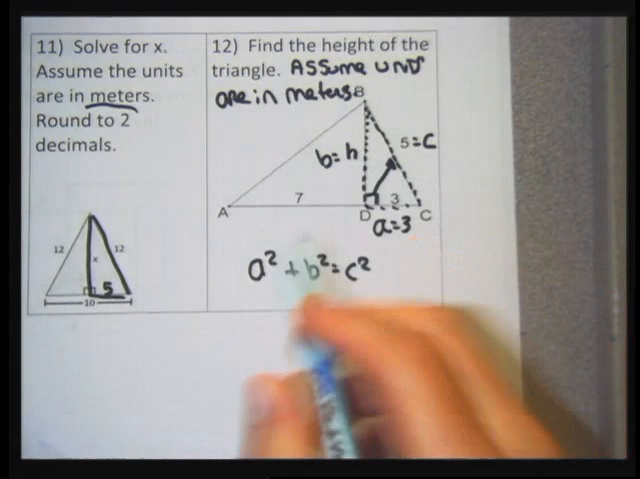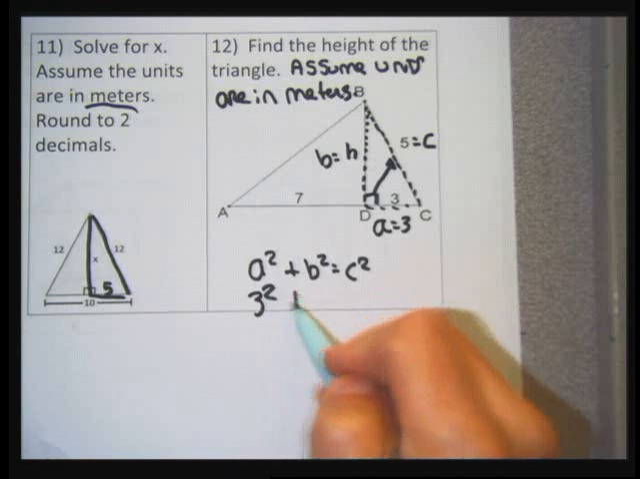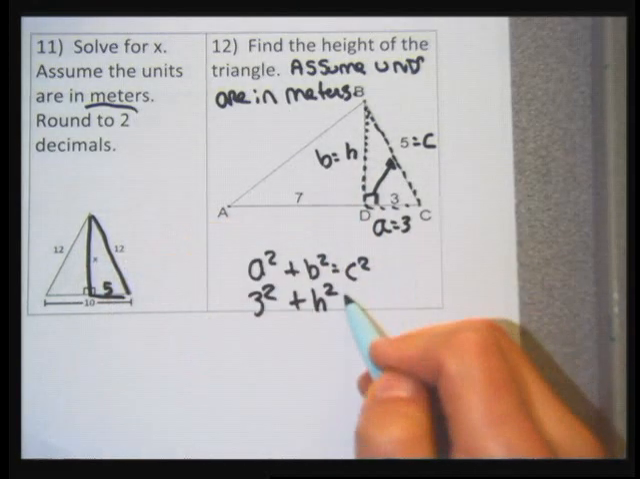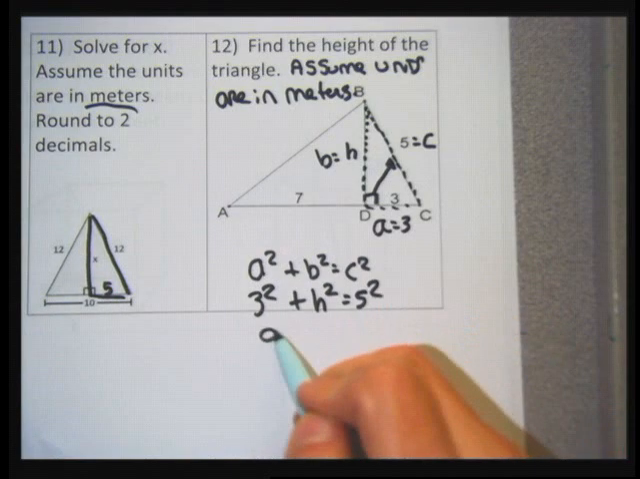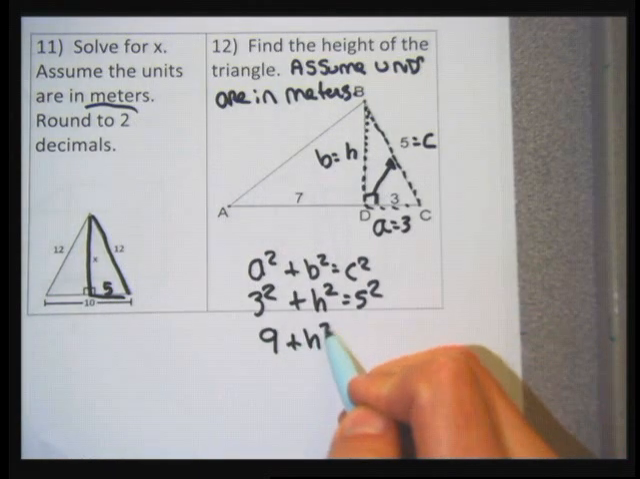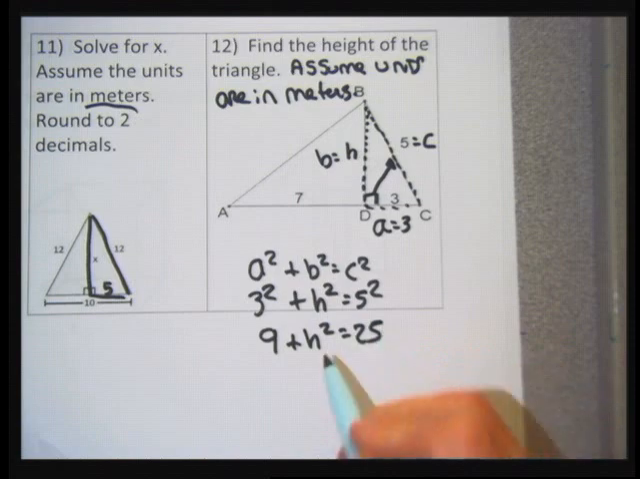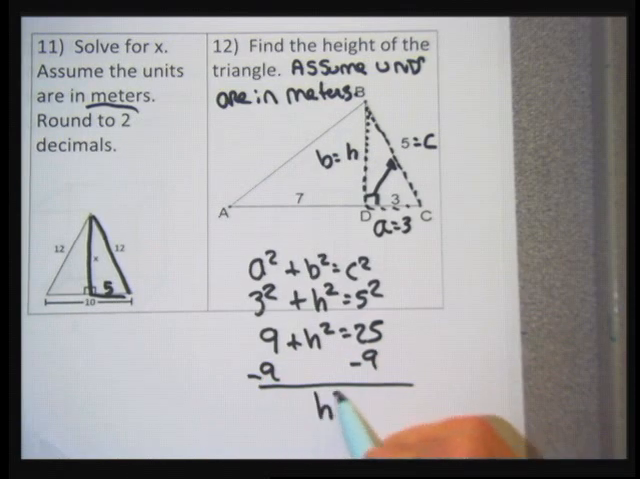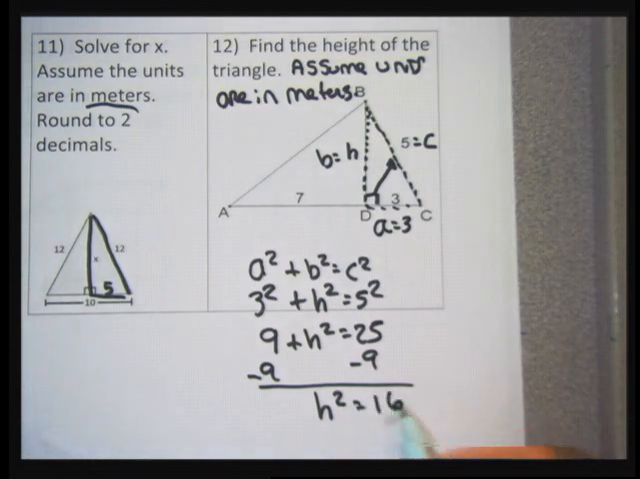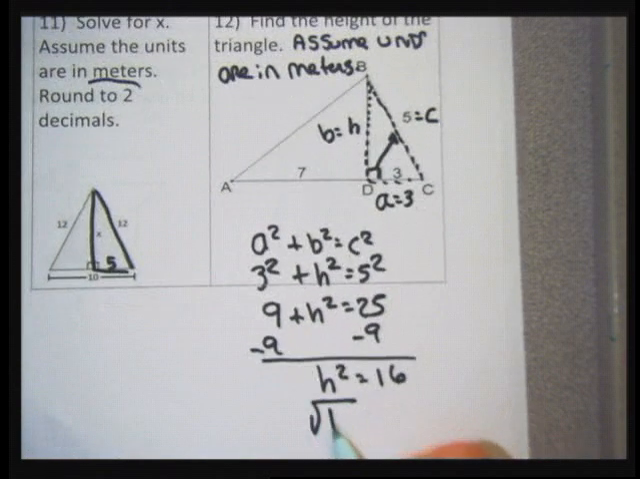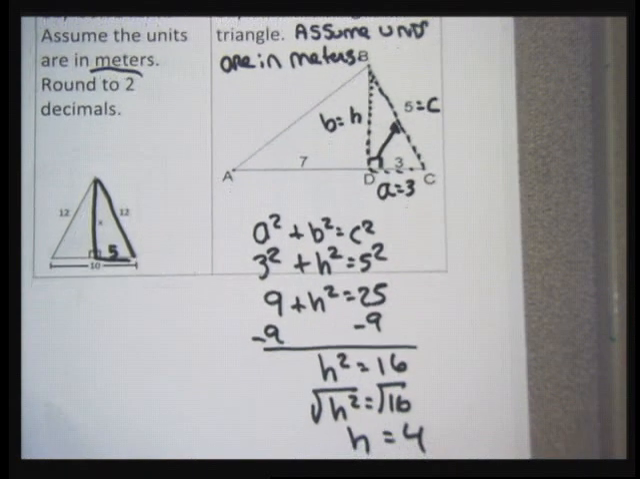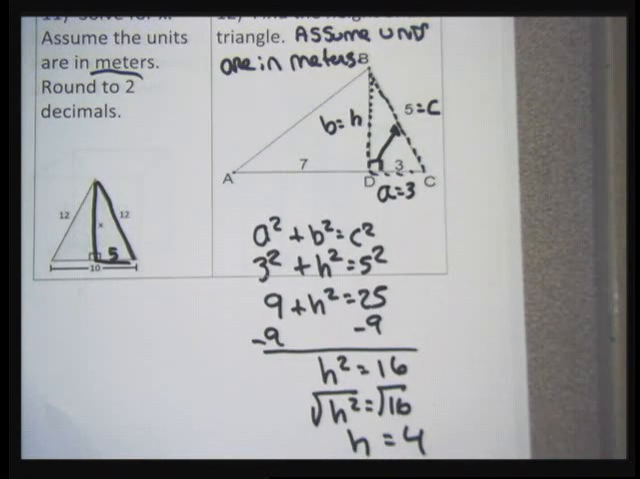So now A is 3, so I'm going to go 3 squared. B is H, which is a height. You're going to call it X for yours. And C is 5. So this is going to be 9 plus H squared equals 25. And then minus 9 gives me H squared equals 16. The square root of H squared equals the square root of 16. So for me, H is going to be 4. And my answer, I'm going to attach meters to it.